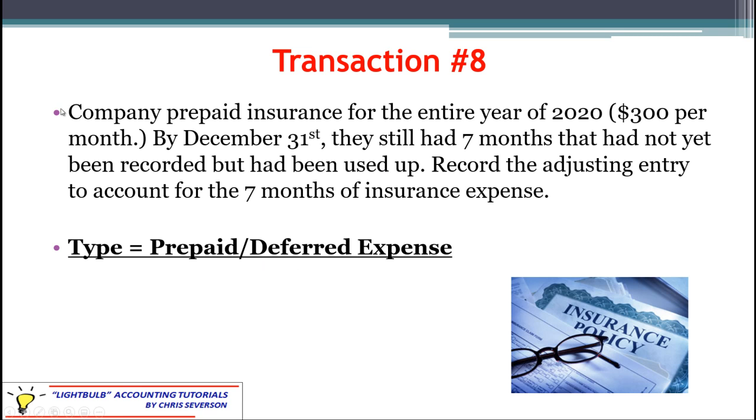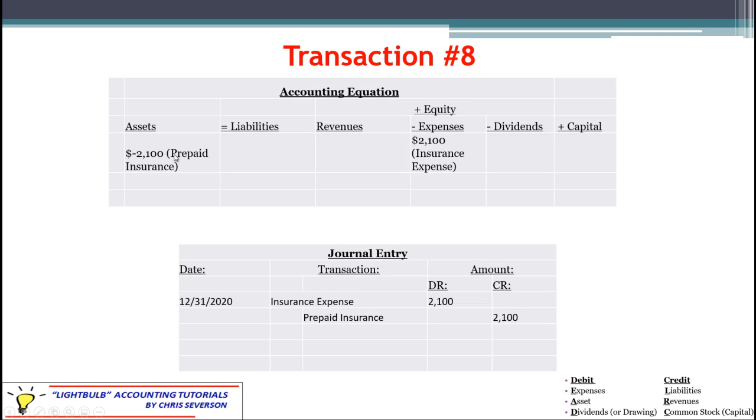Notice they didn't tell us when exactly this transaction took place, and that's fine. They just tell us we have 7 months that had not been recorded but had been used up. So the adjusting entry is still going to be a prepaid or deferred expense adjusting entry. The key thing is it's 7 months at $300 per month, $2,100.